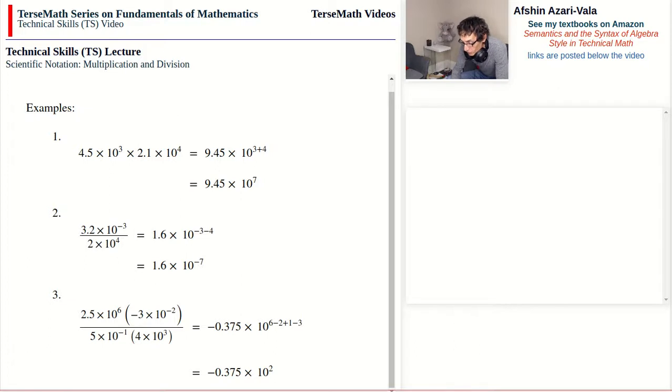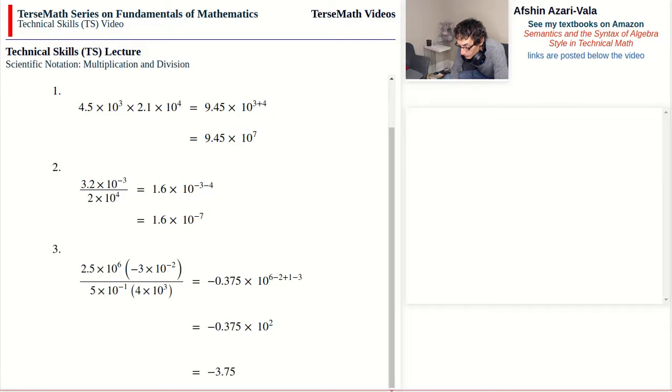Now this is not in scientific notation. We need to move the decimal point forward, and then the exponent comes down by 1. And therefore we end up with negative 3.75 times 10 to the power of 1.